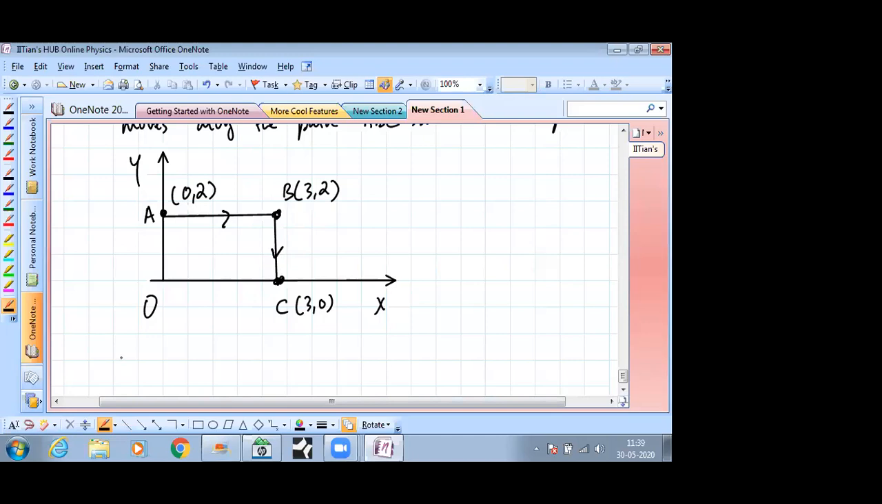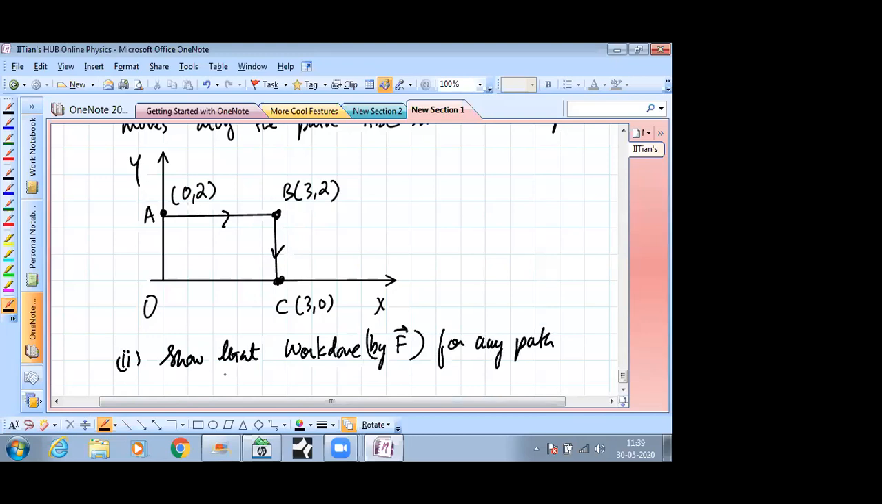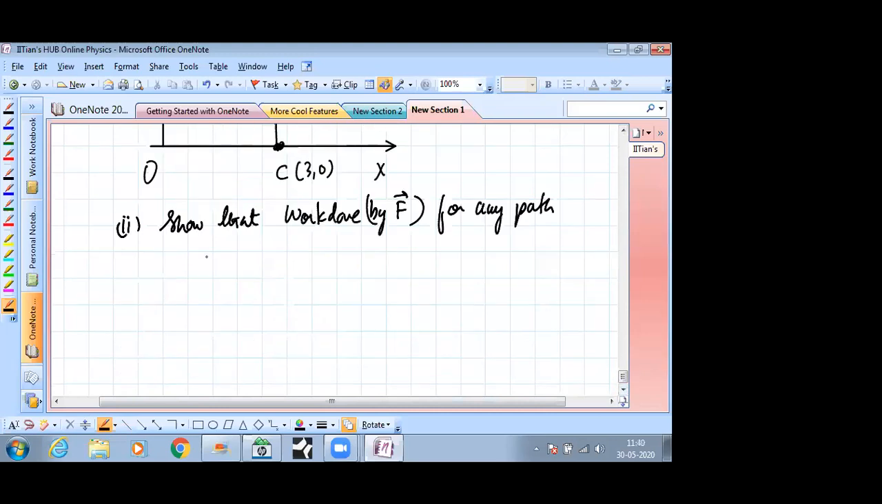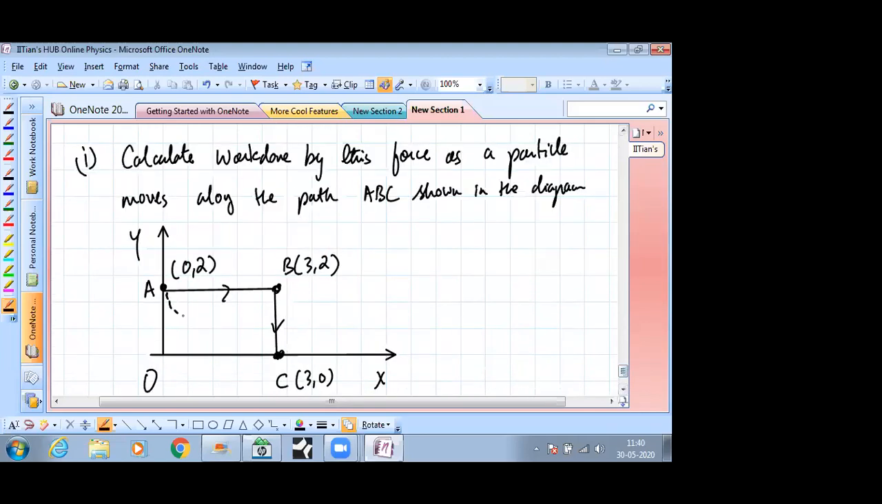Okay. And second part, show that the work done by the force for any path from A to C is identical. The second part basically you have to show that the force is conservative. So you take any path from A to C, the work done will be the same.